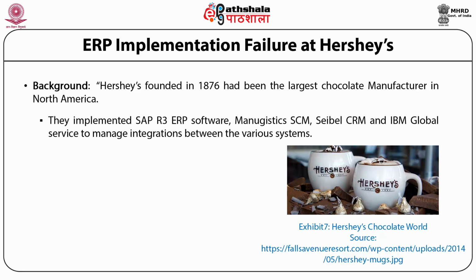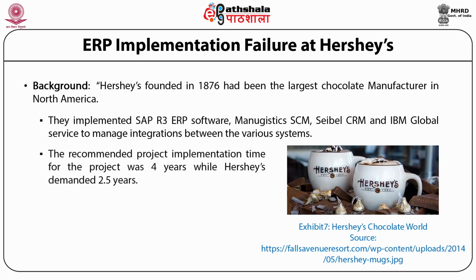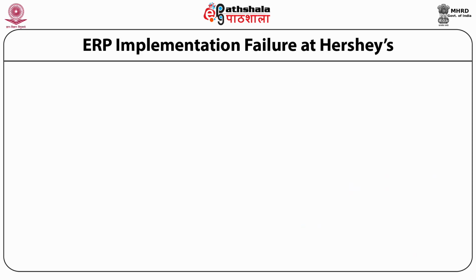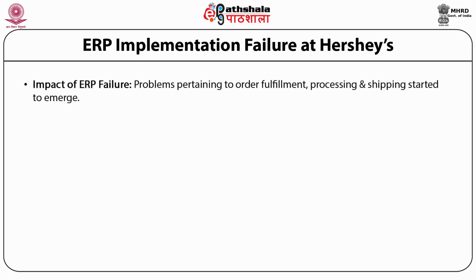Now this was a whopping cost of $10 million. They recommended a project implementation time of 4 years, while Hershey's demanded just 2.5 years. They decided to go with the Big Bang approach instead of a phased approach of implementation. Now let us see what happened as an impact of the ERP failure.